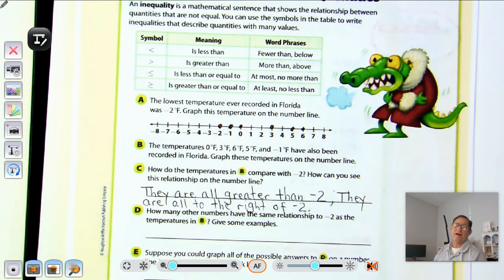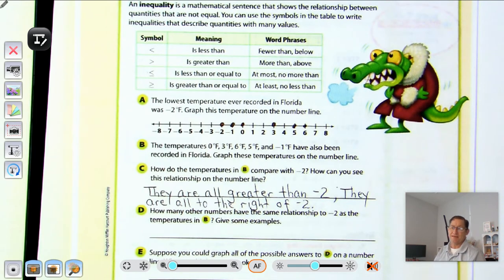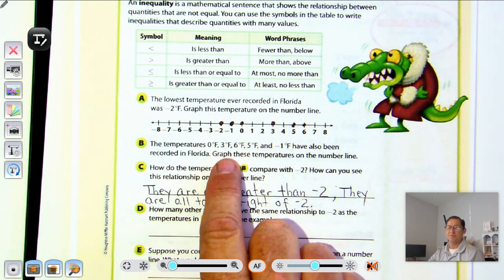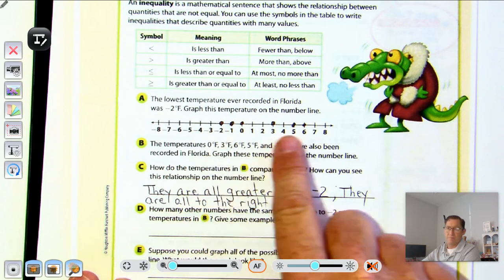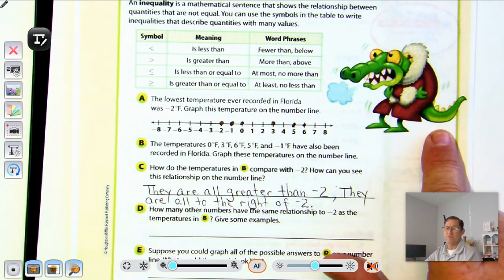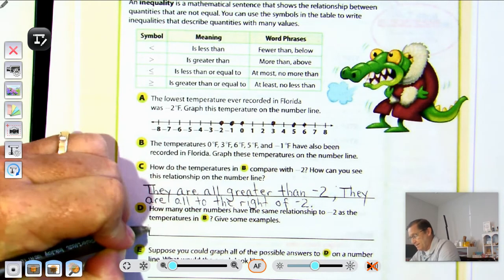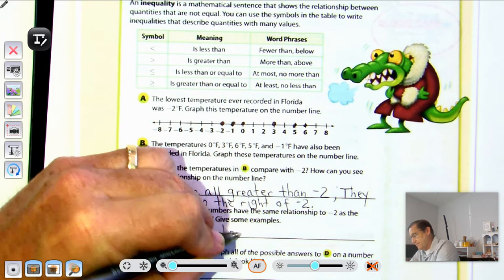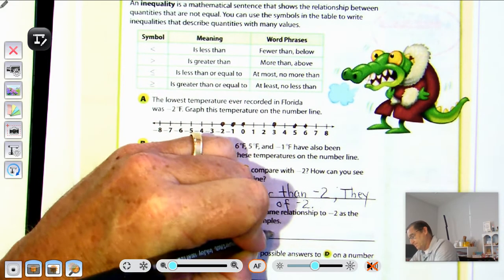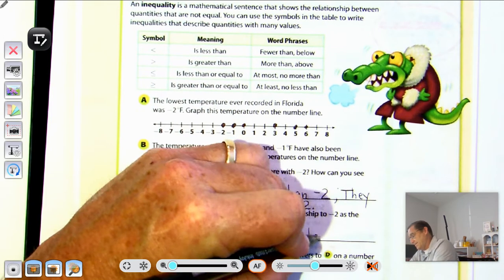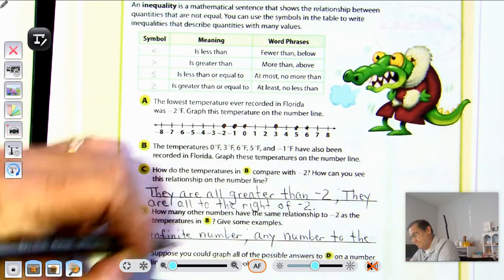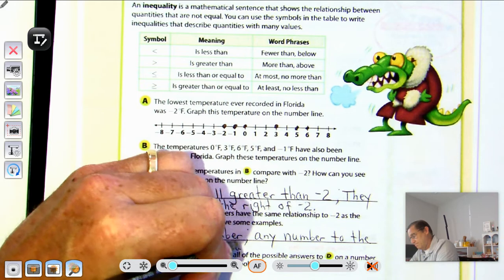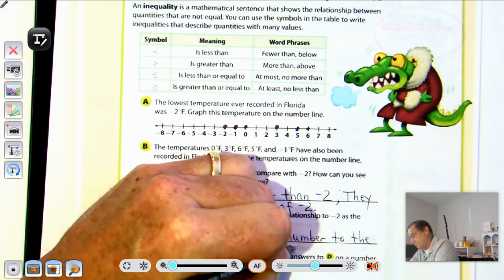All right, so D, how many other numbers have the same relationship to -2 as the temperatures in B? So in other words, which numbers are all greater than -2? Well, my goodness, that could go on forever, right? We call that an infinite number, right? So we can say an infinite number of possibilities, because any number to the right would be greater than -2.